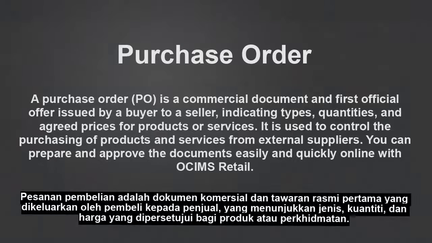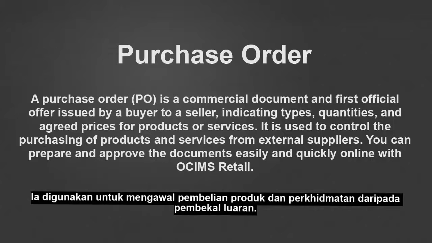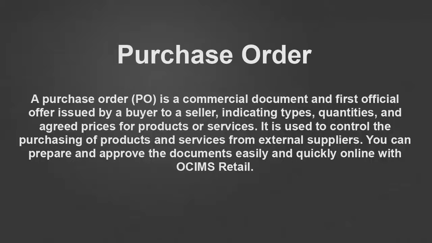Purchase order. A purchase order is a commercial document and first official offer issued by a buyer to a seller, indicating types, quantities, and agreed prices for products or services. It is used to control the purchasing of products and services from external suppliers. You can prepare and approve the documents easily and quickly online with Ocims Retail.